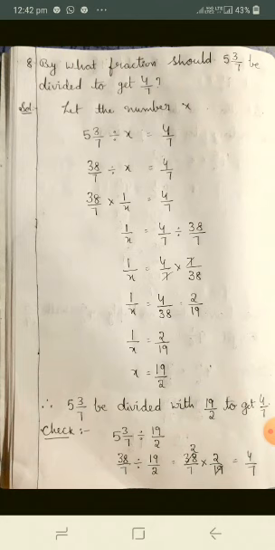You can check also. Instead of x you can write 19 by 2. 5 and 3 by 7 divided by 19 by 2, that is 38 by 7 divided by 19 by 2. 38 by 7 keep as it is, divide will become multiply with 2 by 19. 19 1s are 19, 19 2s are 38. So what is left? 2 into 2, 4 by 7. That is the answer. Next, order of operations.